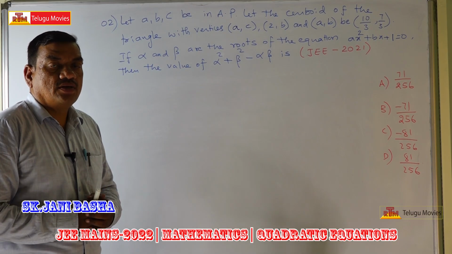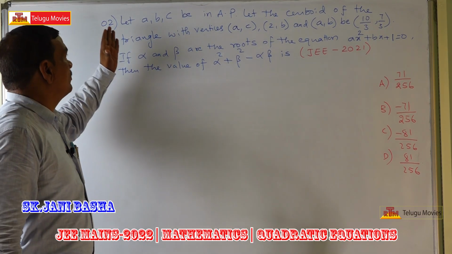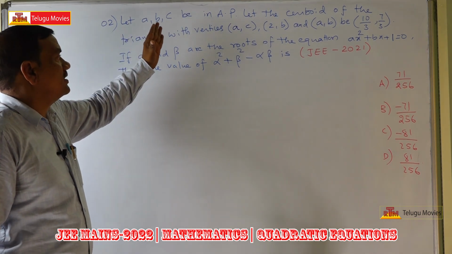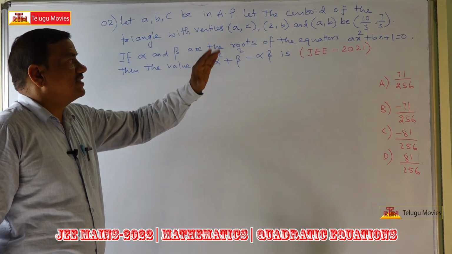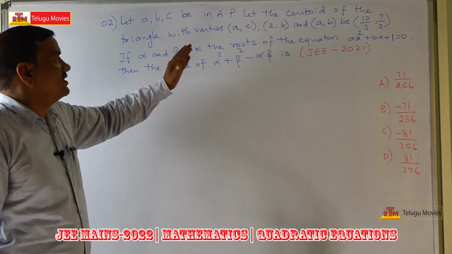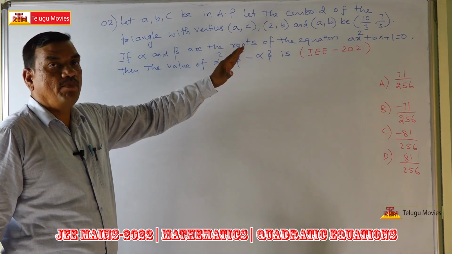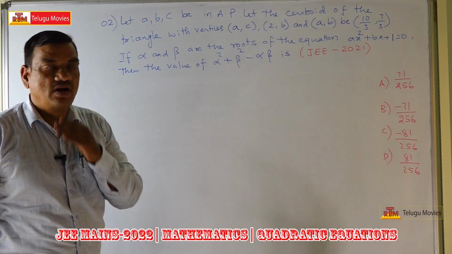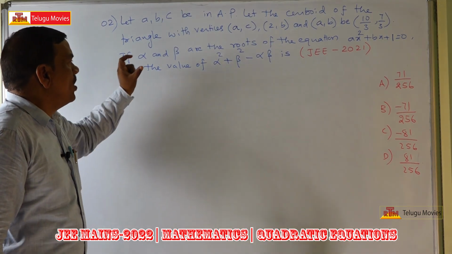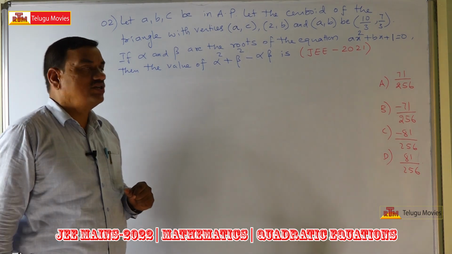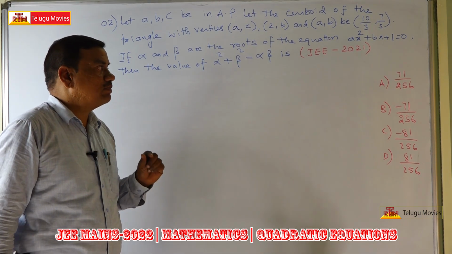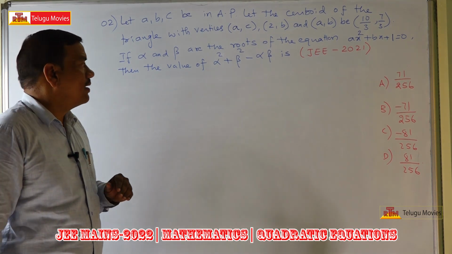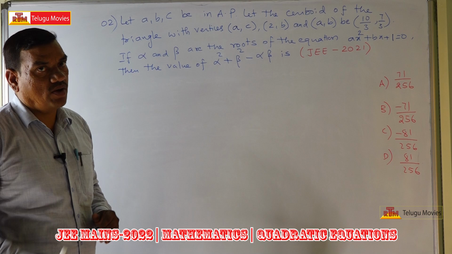So dear students, welcome to the second problem. The second problem is, let A comma B comma C be in AP. Let the centroid of the triangle with vertices A comma C, 2 comma B and A comma B be 10 upon 3 comma 7 upon 3. If alpha and beta are the roots of the equation ax square plus bx plus 1 is equal to 0, then find the value of alpha square plus beta square minus alpha beta.